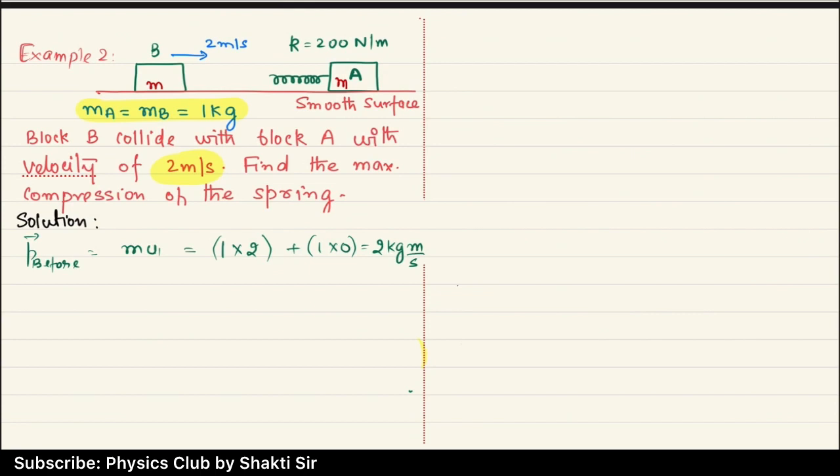Now during the collision, what will happen? This is the concept you need to know. During the collision, at the maximum compression, what will happen? Both the blocks will move with the same velocity. At the maximum compression, always remember this line, both the blocks will move with the same velocity. This is the concept you need to remember.